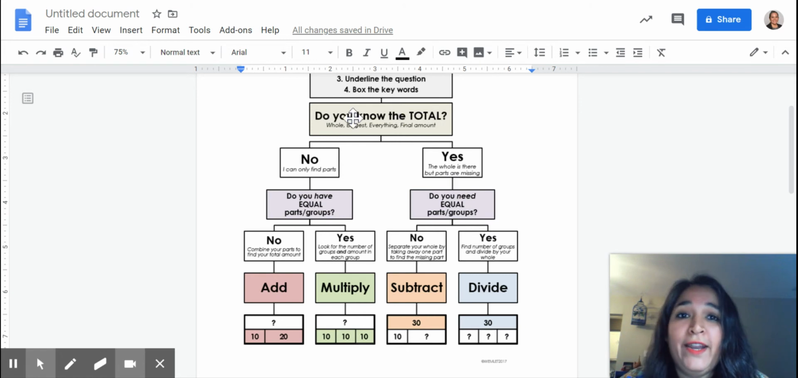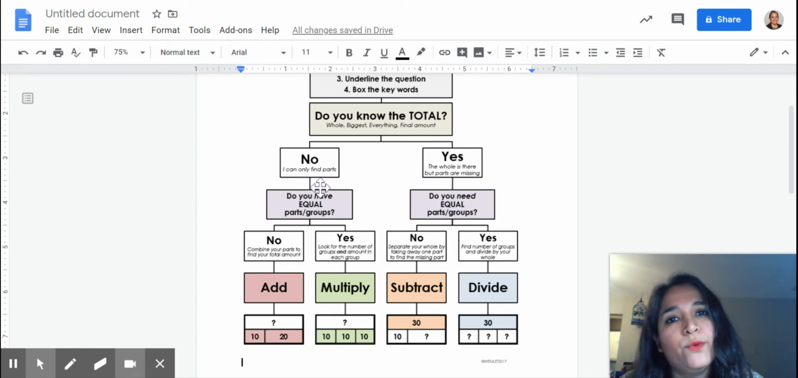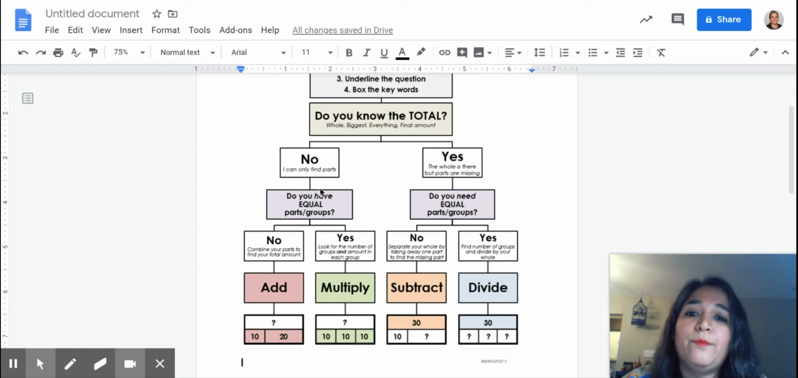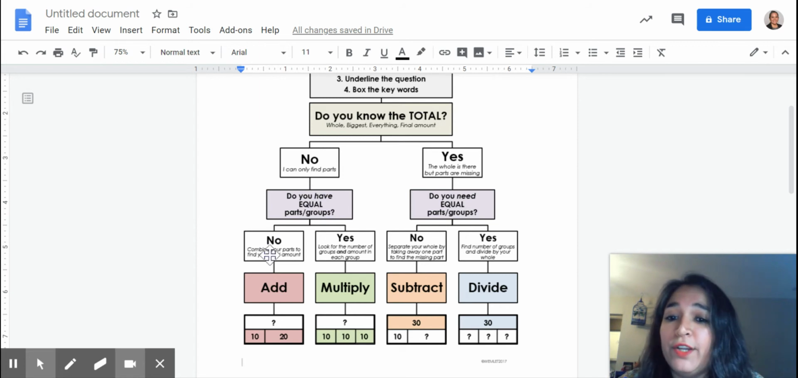Now, if you did not have a total, then you would go the other way. No, I don't have a total. Then you think to yourself, do I have equal groups or equal parts? Are all the numbers the same? If I don't, then I have to combine my parts so I can find the total. And my strip diagram will look like this.